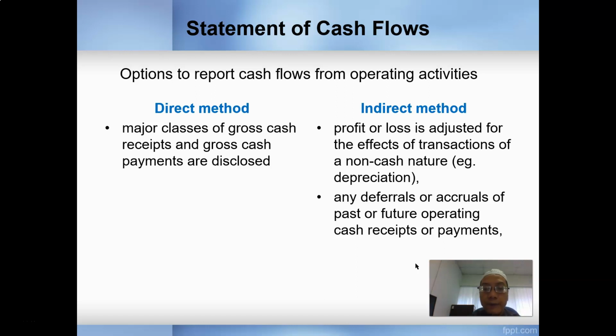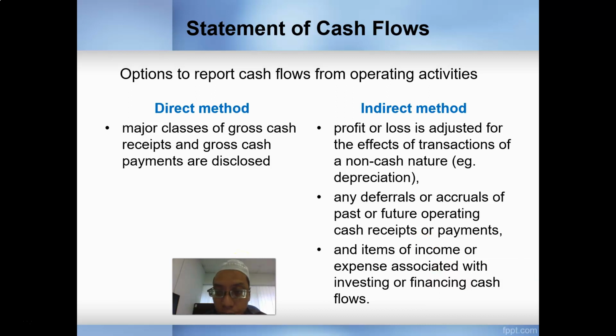And then it will also be adjusted for any deferrals or accruals, okay, because some of the cash received is as a deferral for future transactions, and within the same year there are some accruals that have not been received in terms of cash. Therefore, those deferrals and accruals need to also be adjusted from the profit and loss in order to get the net cash flow from operating activities.